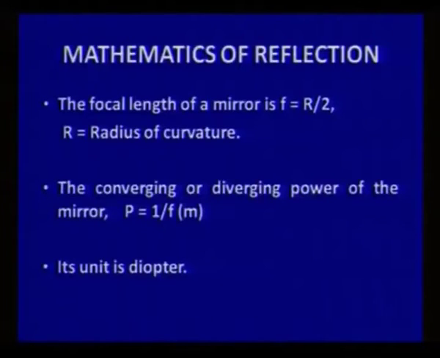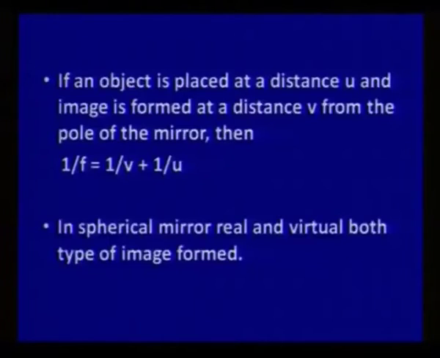The converging or diverging power of the mirror is the reciprocal of the focal length, where the focal length is taken in meters and the unit is the diopter. If an object is placed at a distance u and the image is formed at a distance v, then the focal length can be related by this formula: 1 upon f is equal to 1 upon v plus 1 upon u.